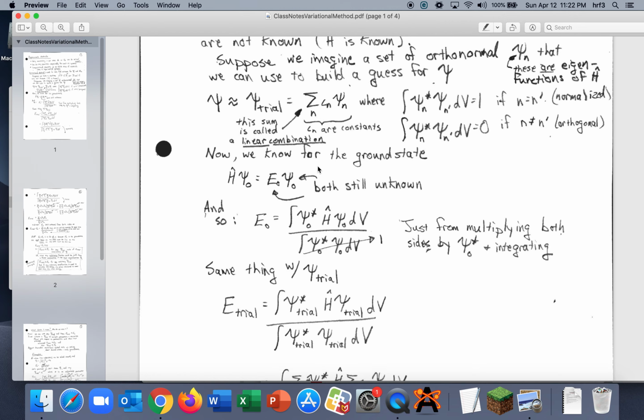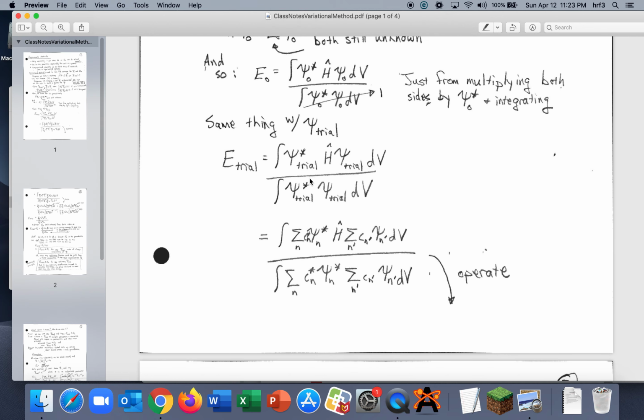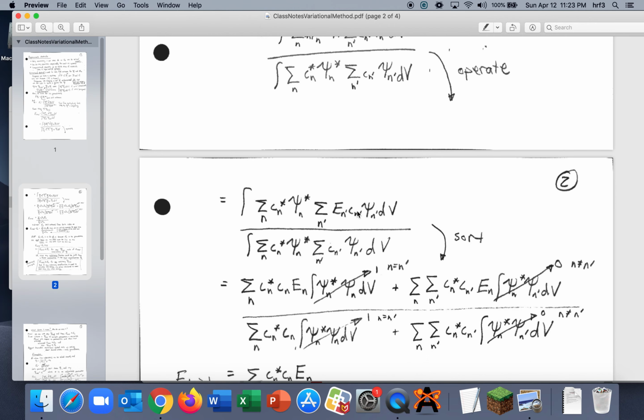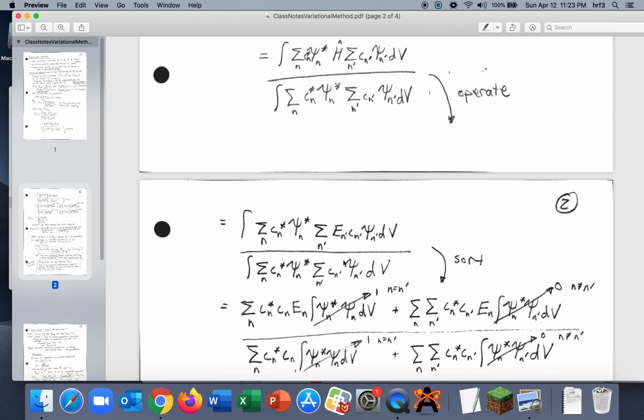Now I'm going to plug in the linear combination for our psi trial. So now we have a sum over n of Cn star psi n star H hat, and then we're putting in n primes here because sometimes n and n prime will be the same and sometimes they'll be different. Same thing in the denominator. Then we go ahead and operate. So what was H hat operating on this sum? Now the H hat is gone and is replaced with E sub n prime because we did all that operating. Same thing. Oh no, there's no Hamiltonian in the denominator, so that didn't change.